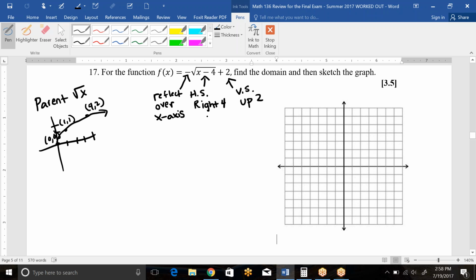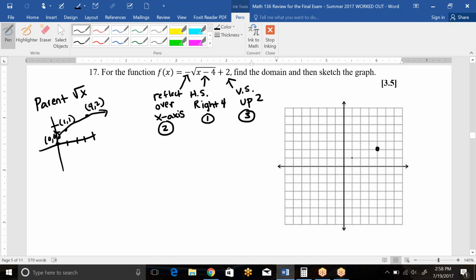And you always want to work closest to x out. So vertical shifts usually end up being the last thing you do because they're the farthest away using order of operations. So (0, 0) needs to move right 1, 2, 3, 4. Flip it over the x-axis. It's already on the x-axis, so we can't flip it. And then up 2. So there's its new location.